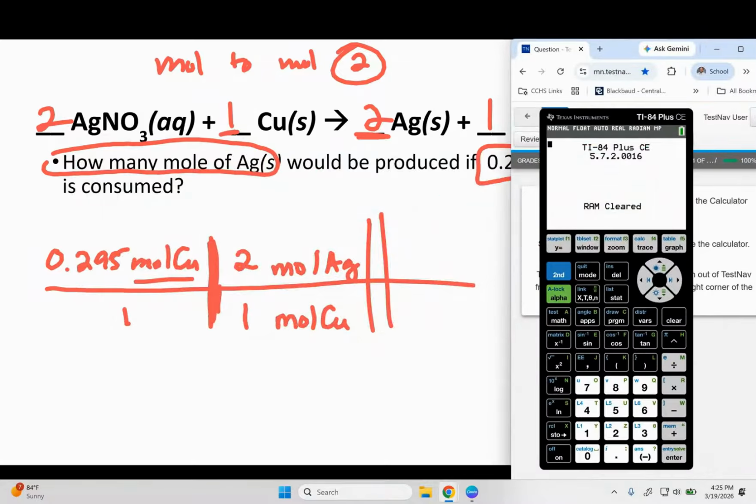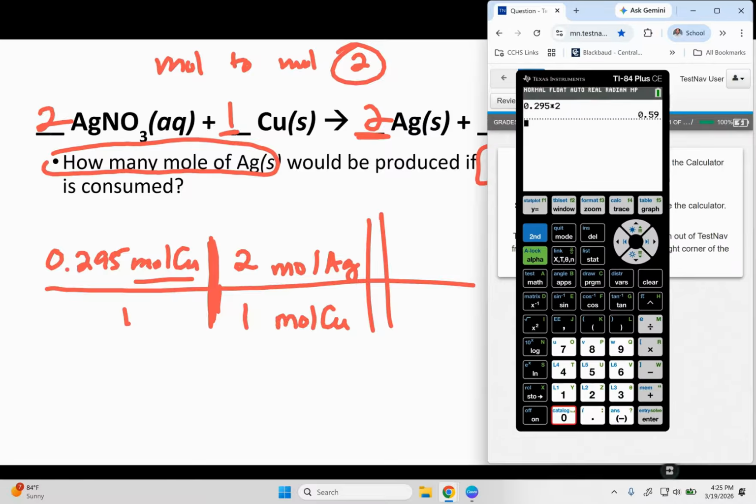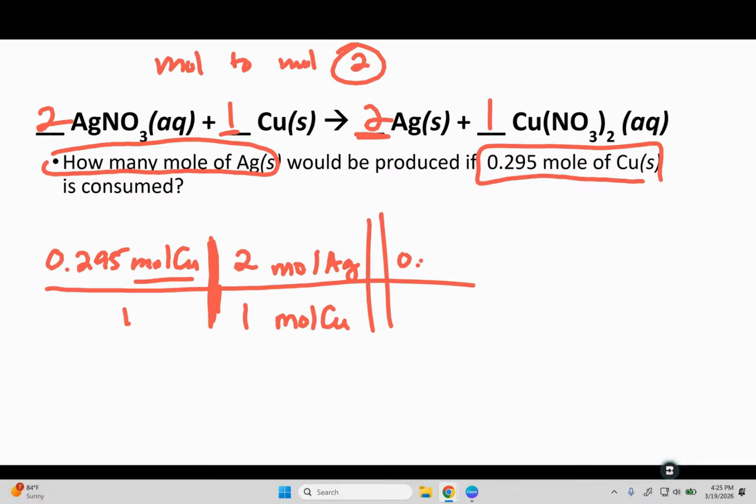To figure that out, you need to multiply 0.295 times 2. That's going to be 0.59 over 1 because that's right there. I divide, I get 0.59. However, you have to be mindful of your sig figs. So 3 sig figs, so this should be 0.590 moles of Ag.